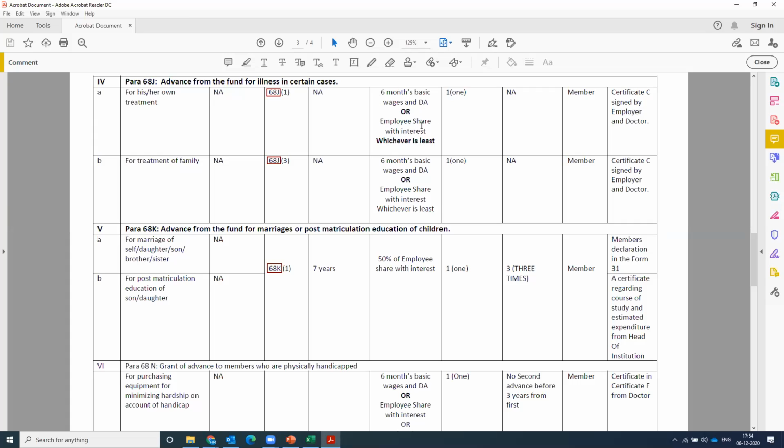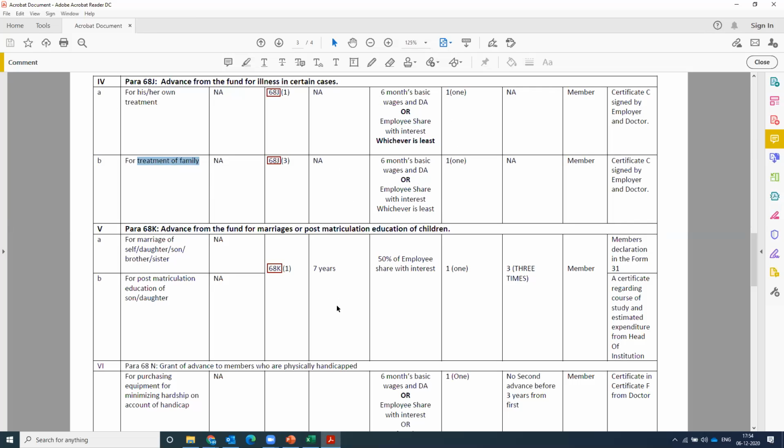Either 6 months of basic and DA, or the total employee's contribution with interest, whichever is least out of these two would be given to the employee in case of his own treatment, or the case of his family's treatment. In both the cases, the criteria will remain same. There is no eligibility criteria in this also.